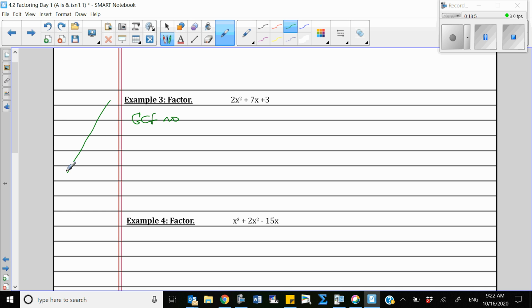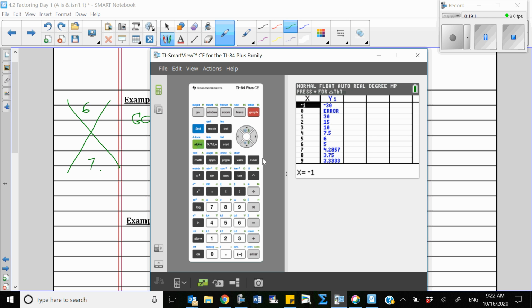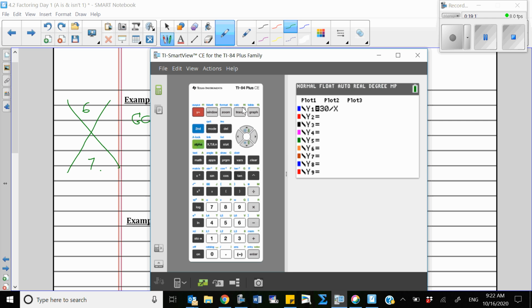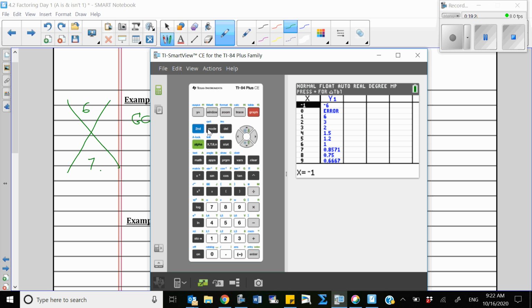Now use the big X. On top goes A times C, which is 6. The bottom goes B value, which is 7. What are those two numbers that if I multiply them, I get 6, and if I add them, I get 7? You can do it in your head again or use your calculator. So I'm going to write 6 divided by x here. Okay, and use the calculator.